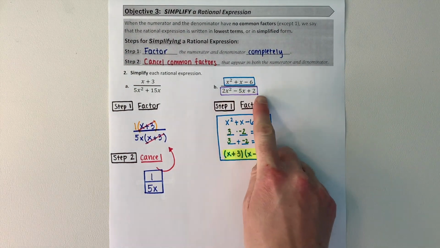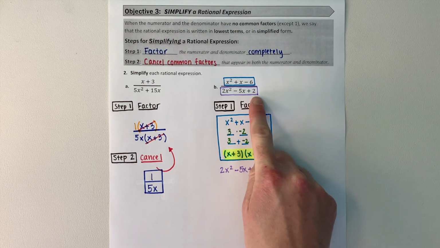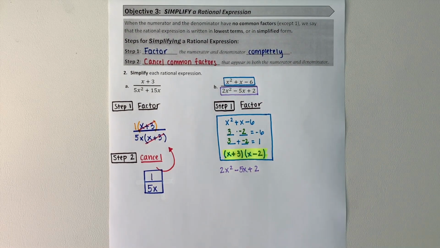Next, let's factor the denominator. I've started by copying the denominator down here. To factor this denominator, we first check for a GCF. There is no GCF. Next, we need to find two numbers that multiply to give us 4, and then add to give us negative 5. The two numbers that work are negative 4 and negative 1.